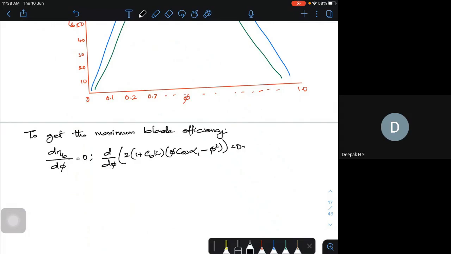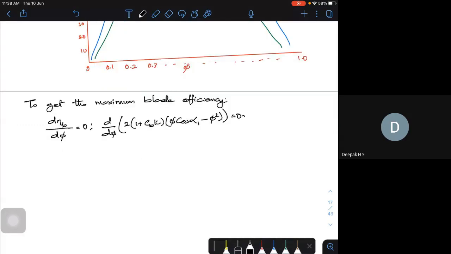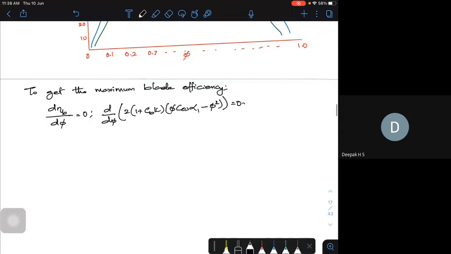Now I need to differentiate this. If I want to get the maximum, d by d phi, I need to differentiate. And if I differentiate, everything else is constant, I am going to get cos alpha 1 minus 2 phi is equal to 0, or your phi is equal to cos alpha 1 by 2. So this is equation number 4.